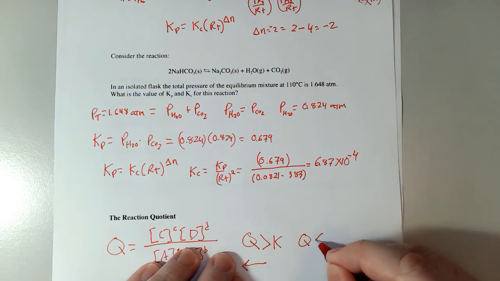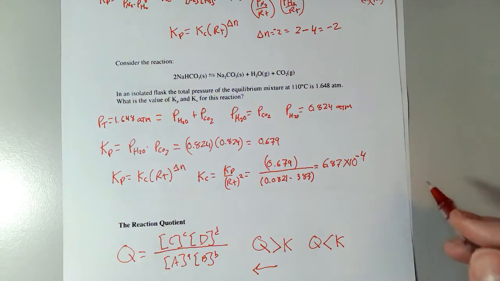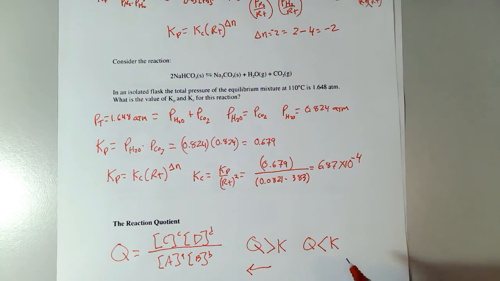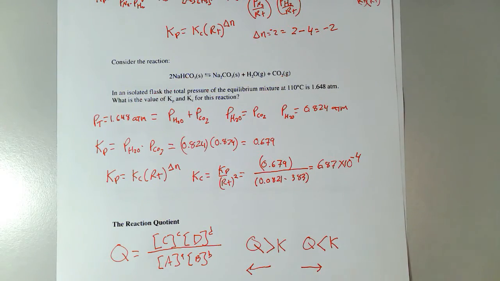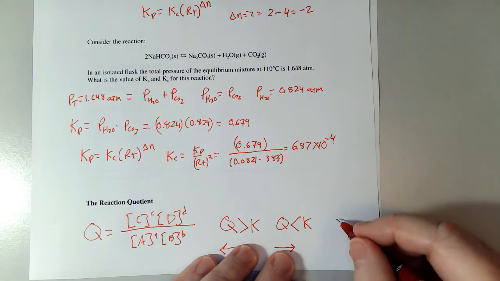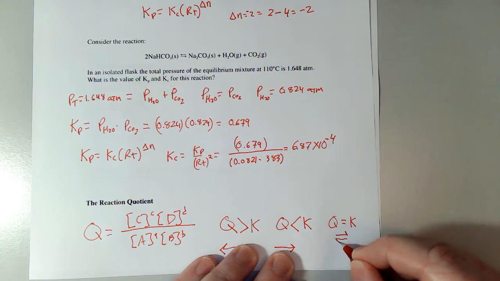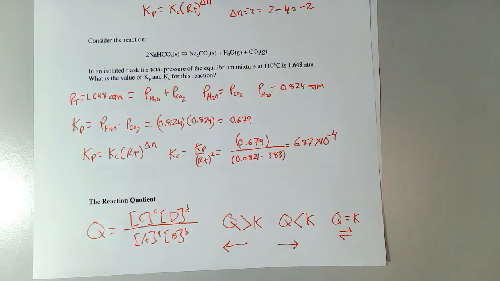Now why might Q be less than K? Because we have too much reactant and not enough product. And that equilibrium needs to shift to the right. And finally, if Q comes out to be the same as K, you are already at an equilibrium position.